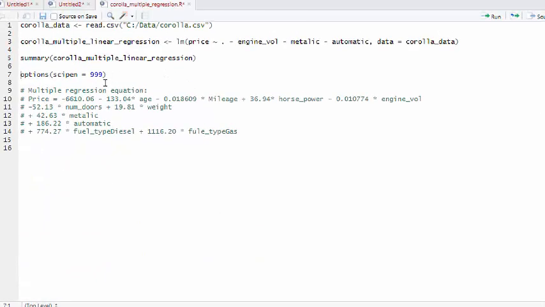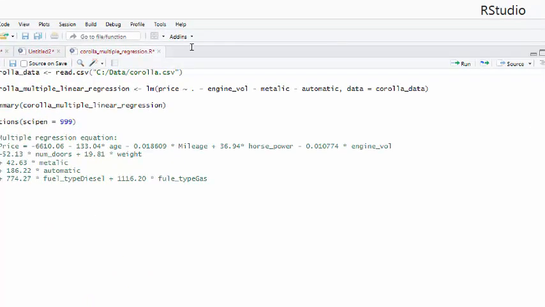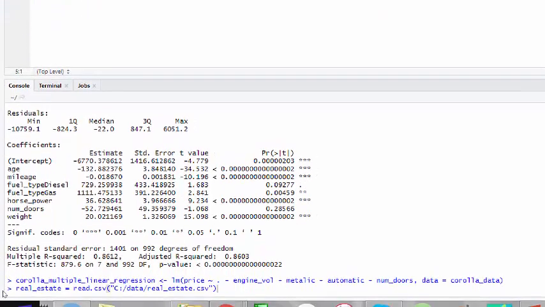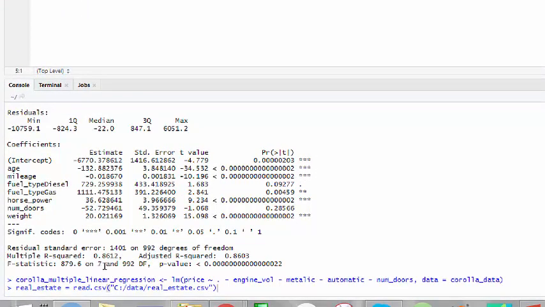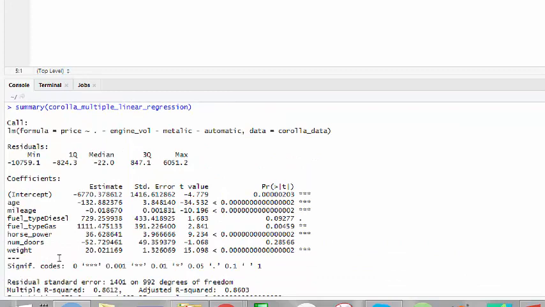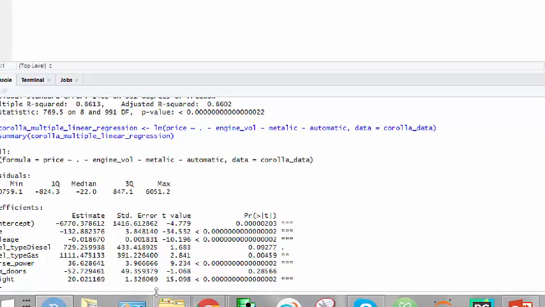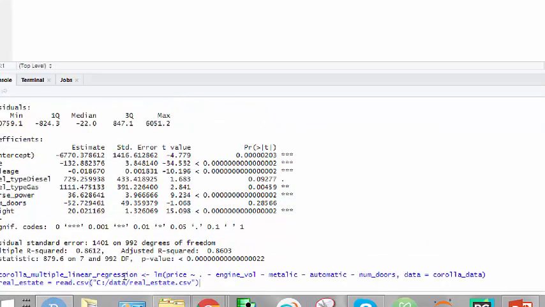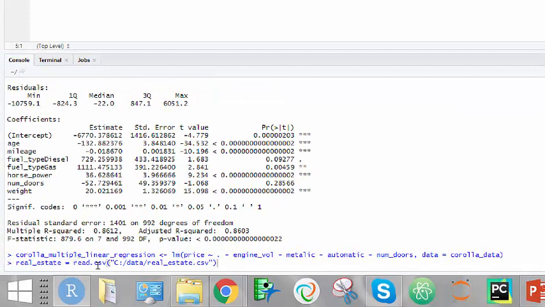So let's eliminate number of doors. I'm going to do that, minus number of doors. Boom. Okay, so adjusted R-squared doesn't really change much, right? And multiple R-squared didn't really change much, if I remember. Yeah, it goes down. Actually, adjusted R-squared did go up a little bit, right? Yeah, did go up a little bit.